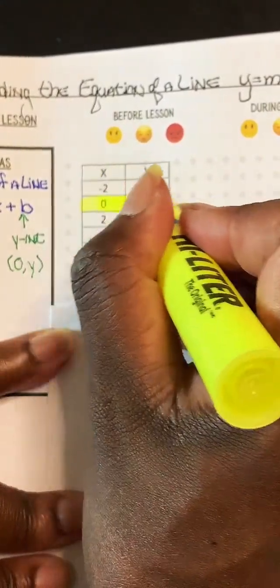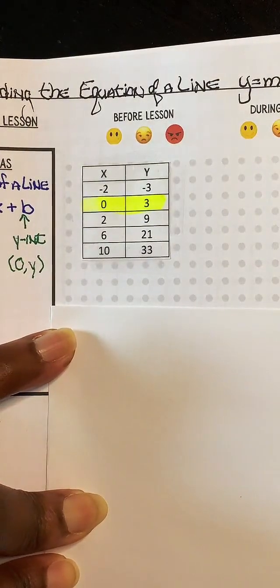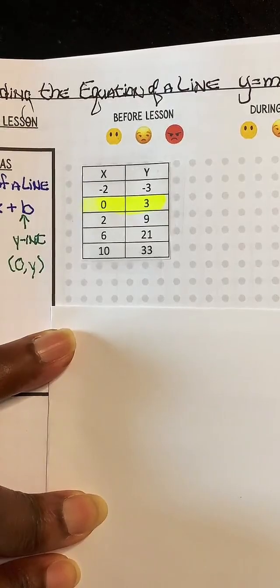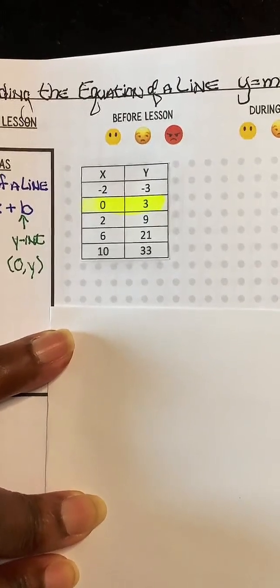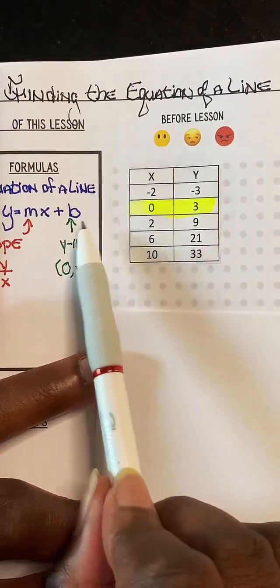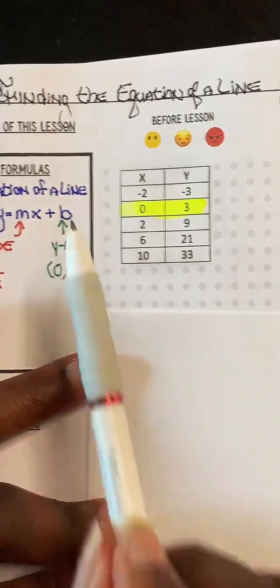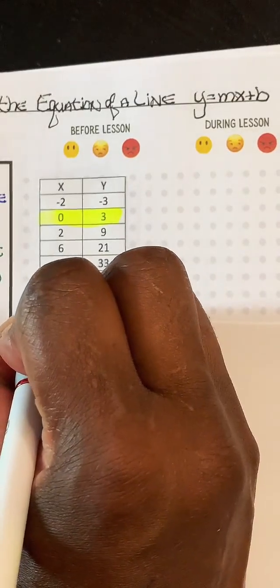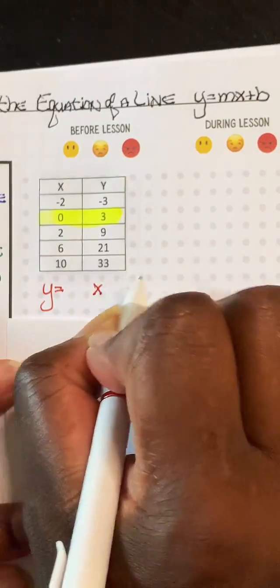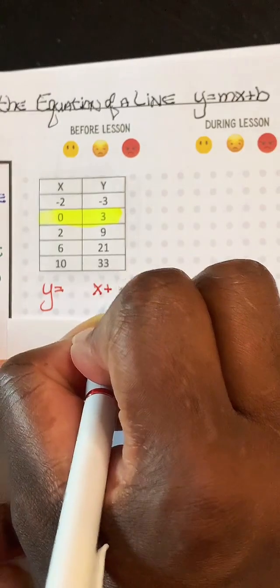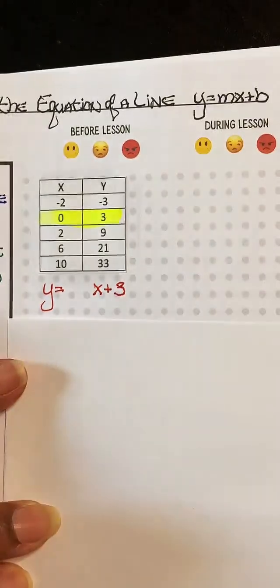And then I have a y value of 3. That is your y-intercept. That's your b. So that 3 is in the same spot where your b is going to be. So right away, boom, I already got y equals. I'm going to leave a space for the slope, but I know my b is a positive 3. So I'm going to put plus 3.